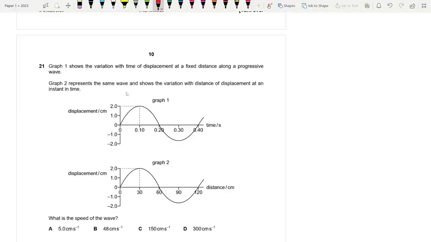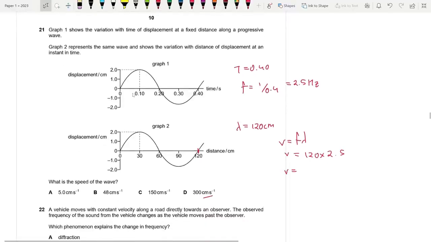We have the time period, capital T, is 0.40. So f is equal to 1 by 0.4, which is 2.5 hertz. Next, we know that this is the distance traveled in one oscillation, so lambda is equal to 120 centimeters. We'll keep it in centimeters. Now we know that v is equal to f lambda, so we can just go for 120 times 2.5, which is 300 centimeters per second. So 21 is D.